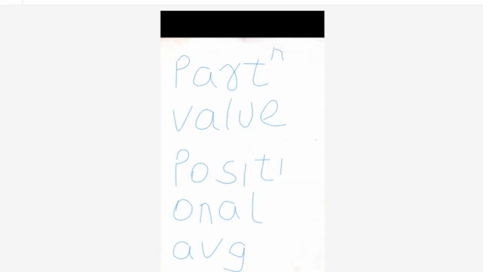Median lies exactly at the middle of the distribution model. Therefore, median divides the distribution model in two equal parts.